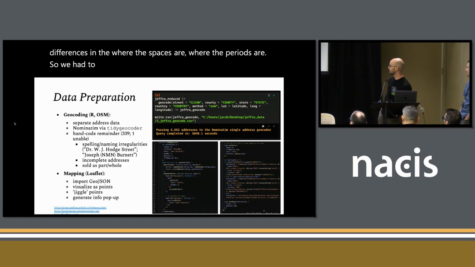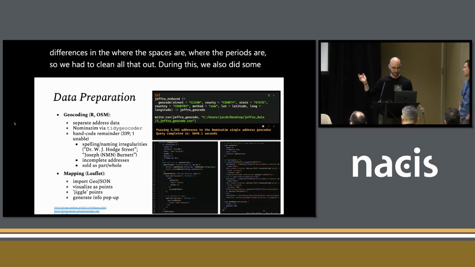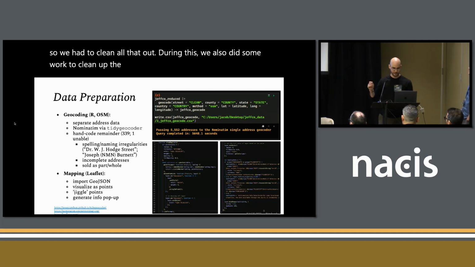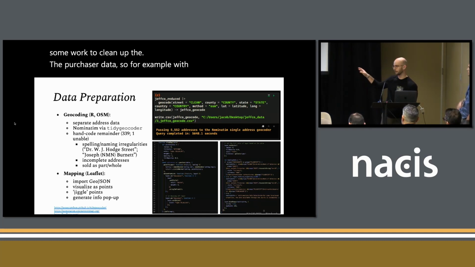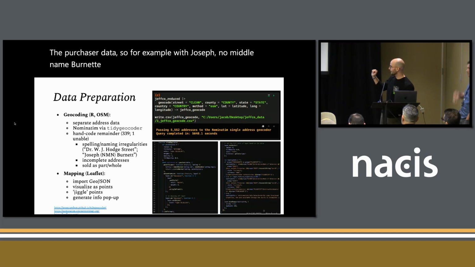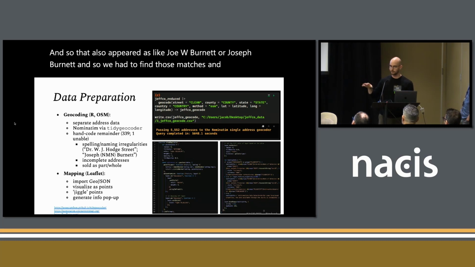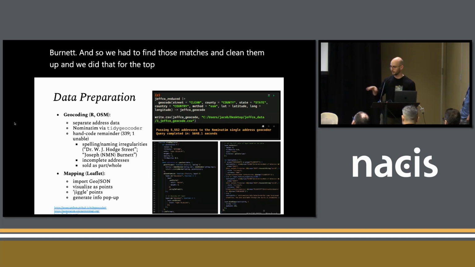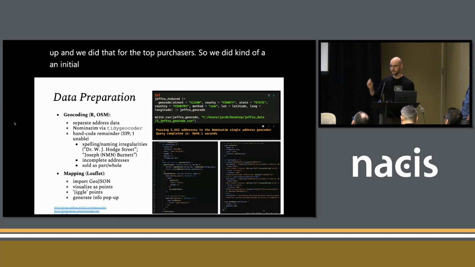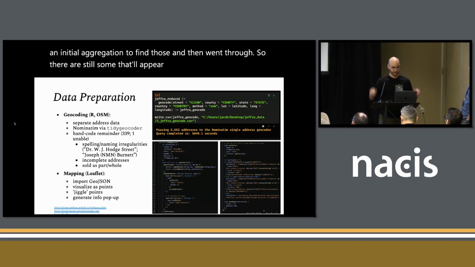During this, we also did some work to clean up the purchaser data. So for example, we have Joseph, no middle name, Burnett, and that also appeared as Joe W. Burnett or Joseph Burnett, so we had to find those matches and clean them up. We did that for the top purchasers, so we did an initial aggregation to find those and then went through. So there are still some that will appear to have some irregularities throughout the map.